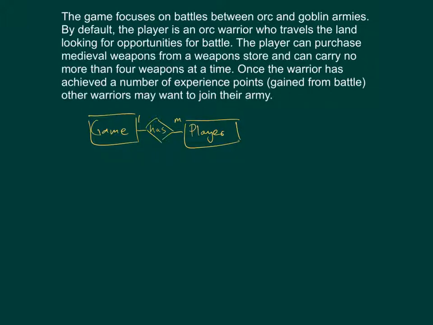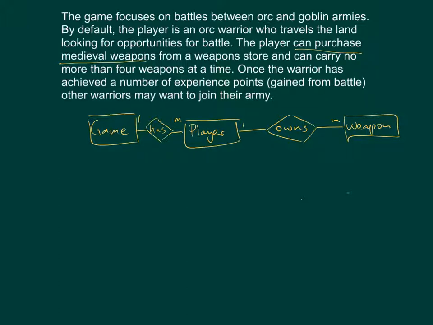The player can purchase weapons. So first of all, the player, let's say, owns, and this is the entity weapon. So again, one player owns more than one weapon, and also the player purchases weapons from a weapon store.